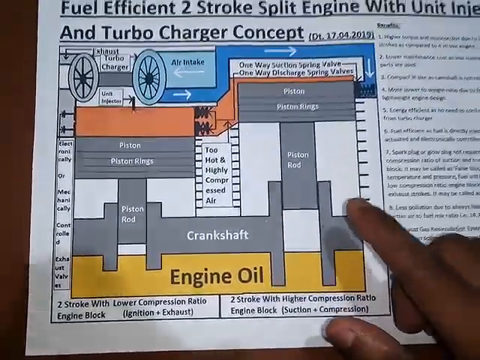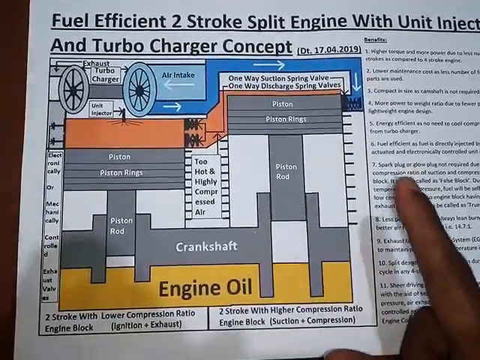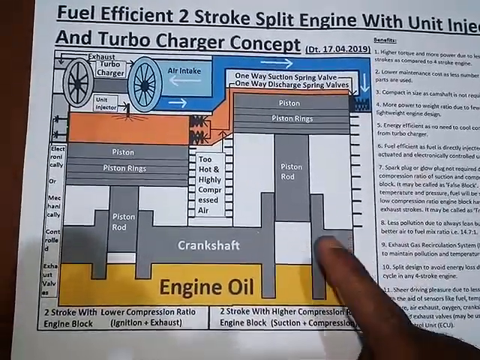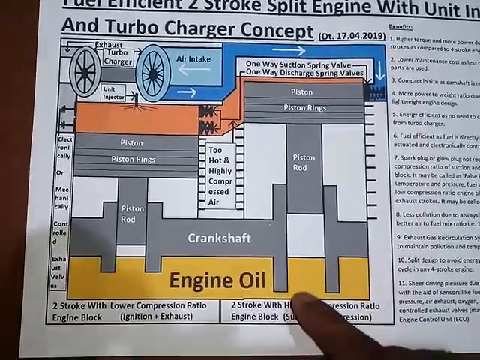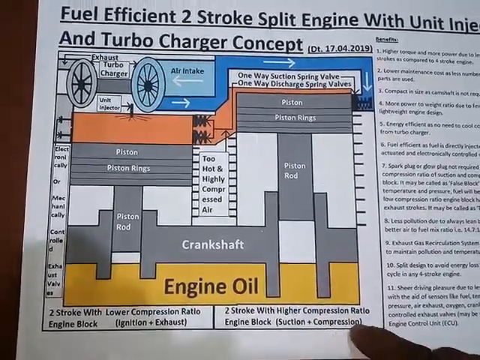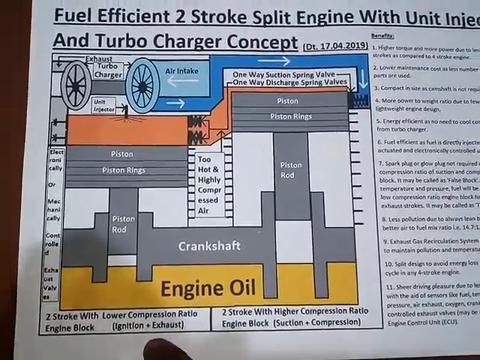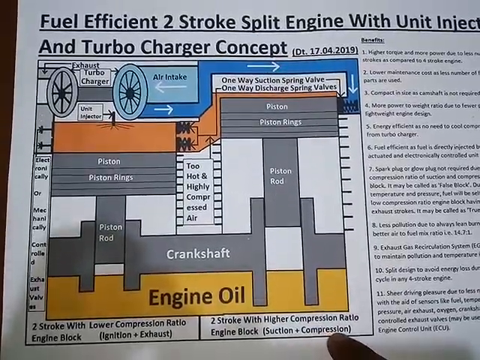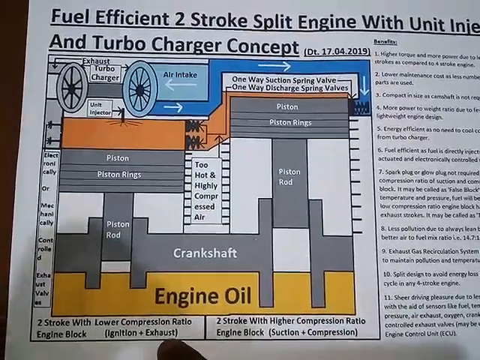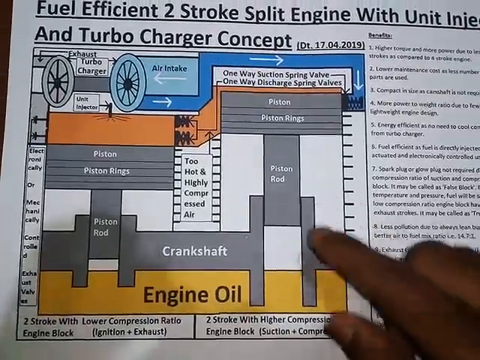So what is this regarding split engine is, I have divided the four stroke engine into two two stroke engines. So this one is two stroke with higher compression ratio, and this one is two stroke with lower compression ratio. In this side there will be suction and compression, and in this side there will be ignition and exhaust. So how will this work?